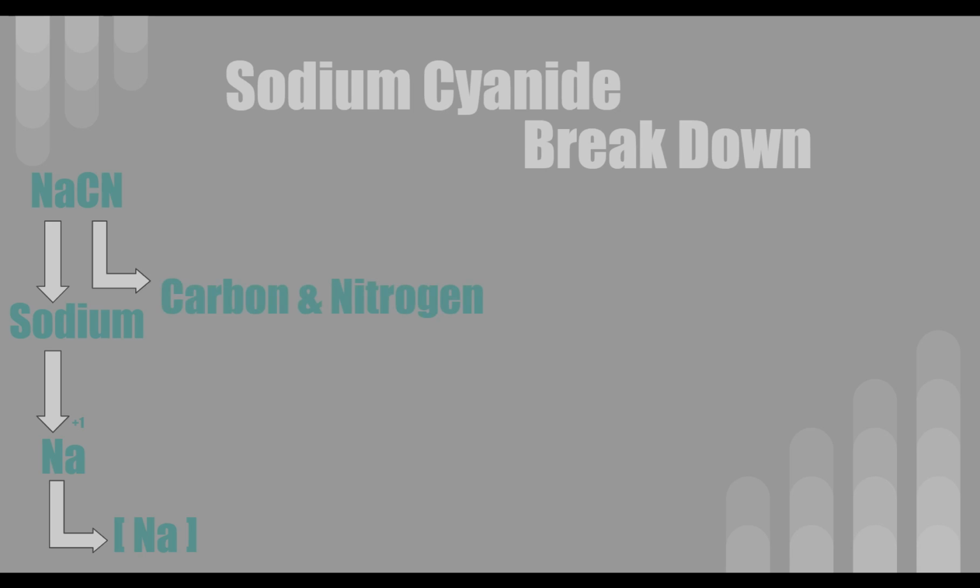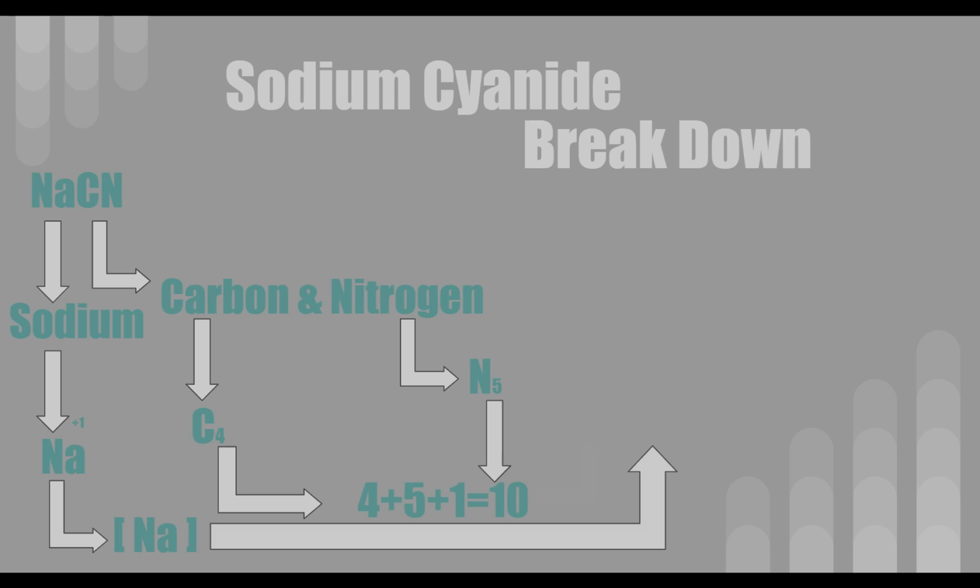C is known as carbon, and N is known as nitrogen. Carbon has 4 valence electrons because it is in group 4. Nitrogen has 5 valence electrons because it is in group 5. Add all the valence electrons together and you get 10.